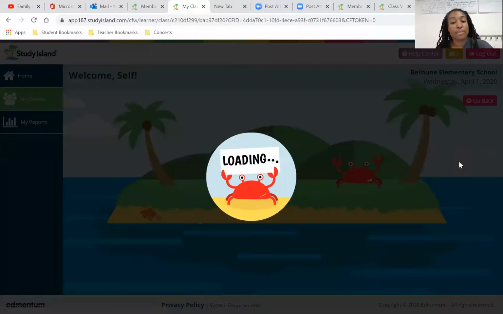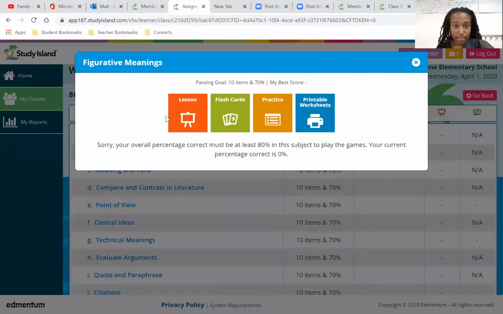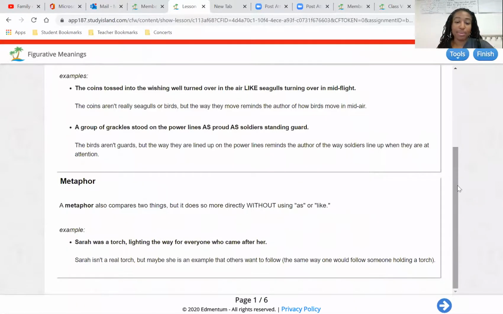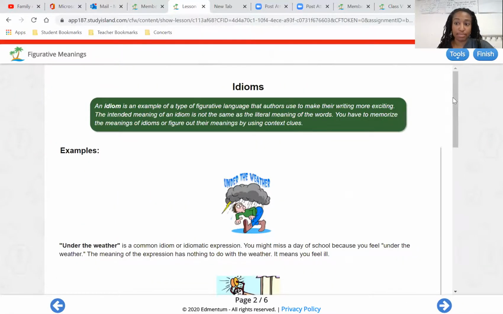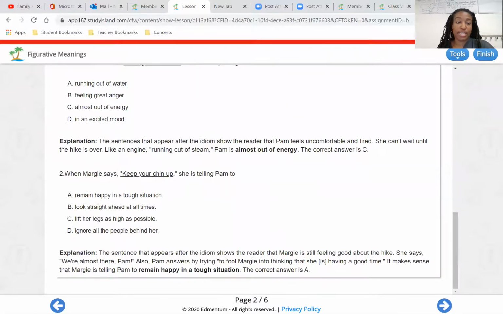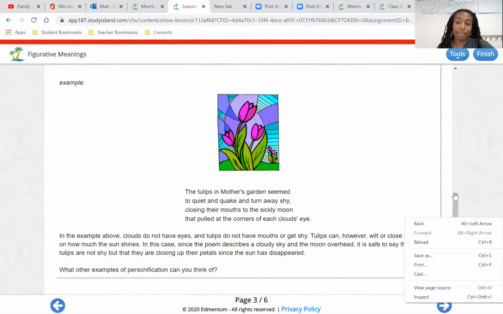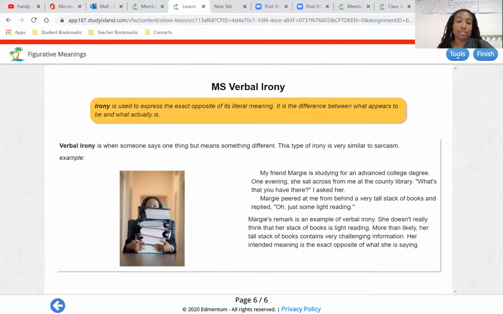And I'm going to skip in here and do a lesson. Simile and metaphor. I mean, can we get beyond this, please? How many times, how many years? Idioms. They give you an example. Personification. Symbolism. Puns. Verbal irony. We talked a little bit about irony at the beginning of the year, but not that much. But that's a good one to learn.